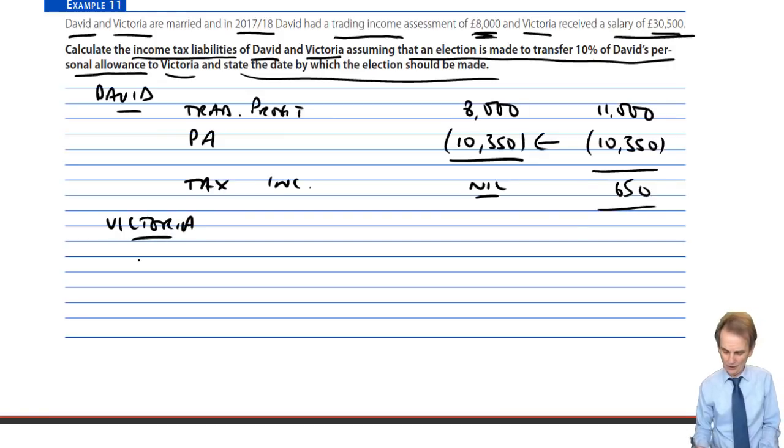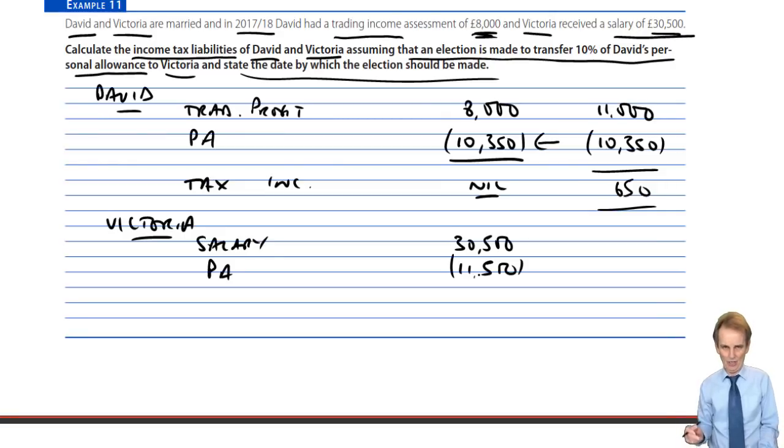What's Victoria got? She's got the salary, and her salary, £30,500. She has her personal allowance, £11,500. That doesn't change. It is not the personal allowance that is available to her, the increase, the transfer. It is a tax credit that is available to her. So we take out her 11.5, just as you would normally do.